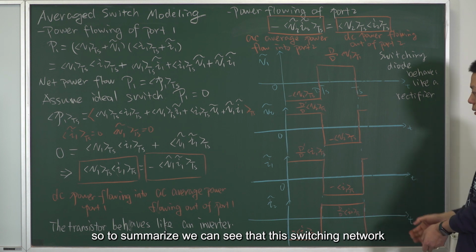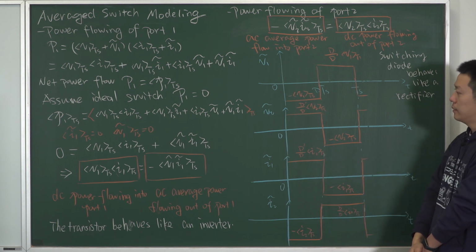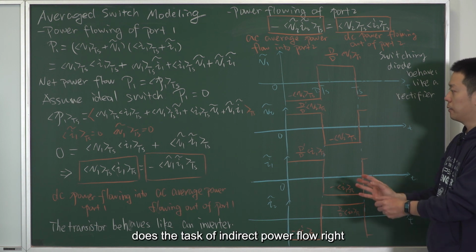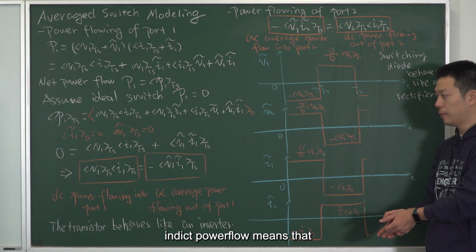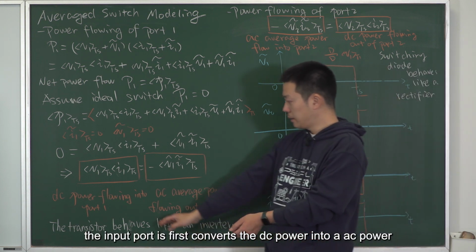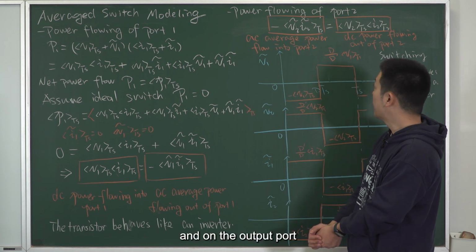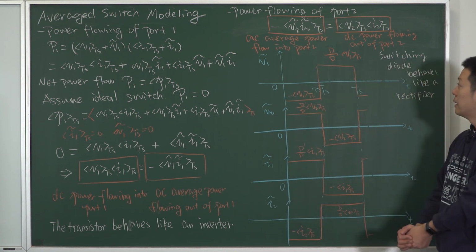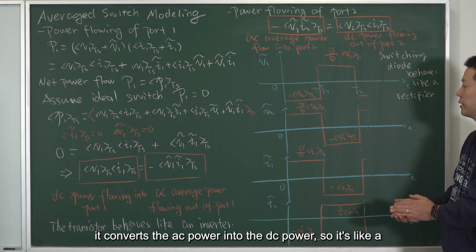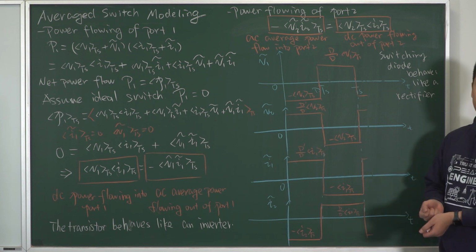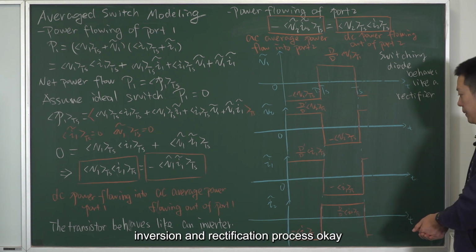So to summarize, we can see that this switching network does the task of indirect power flow. Indirect power flow means that the input port first converts the DC power into an AC power, and on the output port, it converts the AC power into the DC power. So it's like an inversion and a rectification process. Okay.